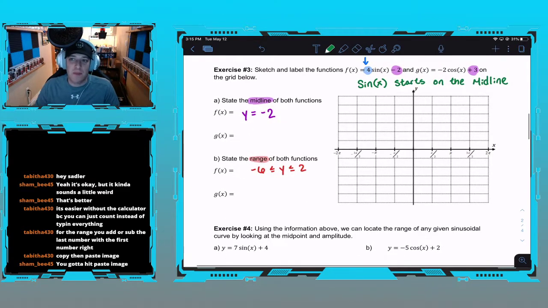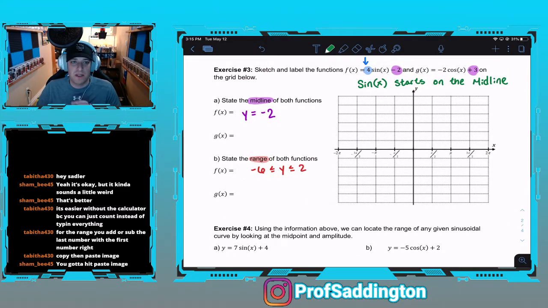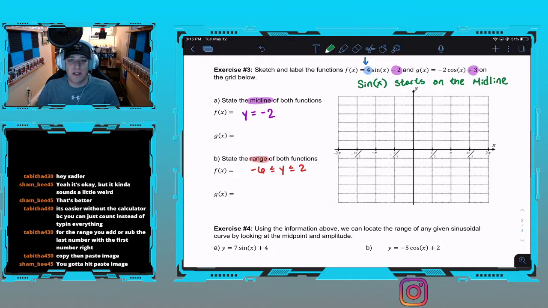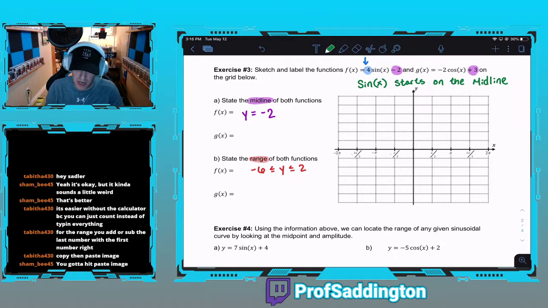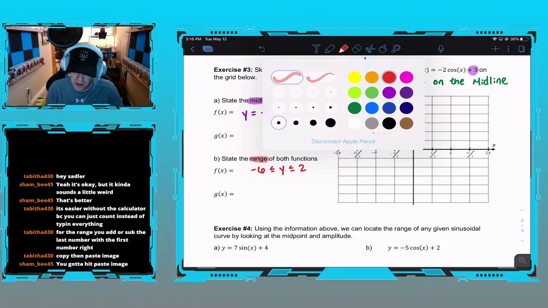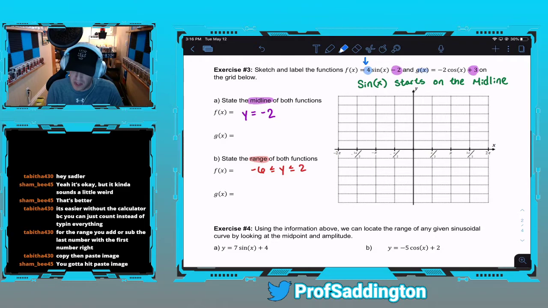I wanted to free up the space, so we can start over and do g of x now. Okay, if that makes sense. So now I want to graph the next curve. I want to graph this guy up here.